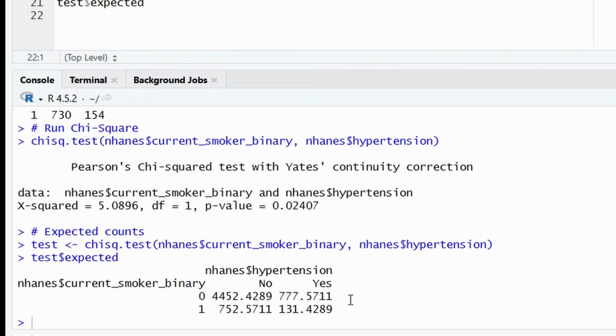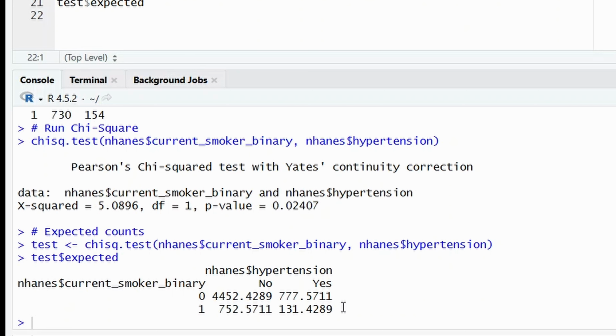This difference between observed and expected counts is exactly what the chi-square statistic measures. The larger the gap between observed and expected values, the stronger the evidence that an association may exist. One more important note, all expected counts here are well above 5. That means the assumptions of the chi-square test are satisfied, and we can feel confident that the test results are reliable.